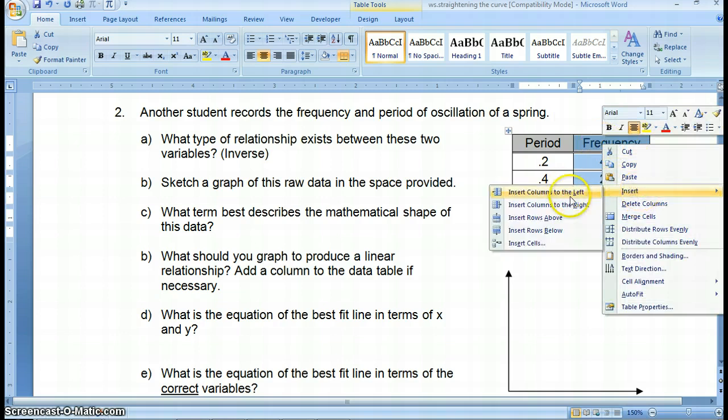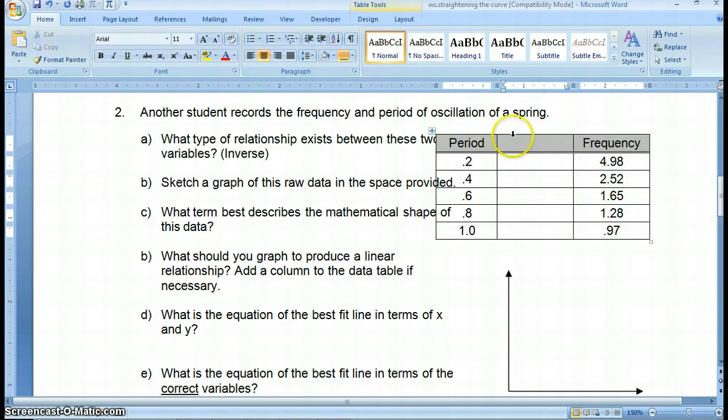So I'm going to insert columns. I'll insert it to the left. Alright, so what we have to do is take the inverse of each of these values. Since we know that this is an inverse relationship, and to straighten it, we have to inverse that x value. What we're going to do is use our calculator and start calculating what the inverse of all these numbers are.